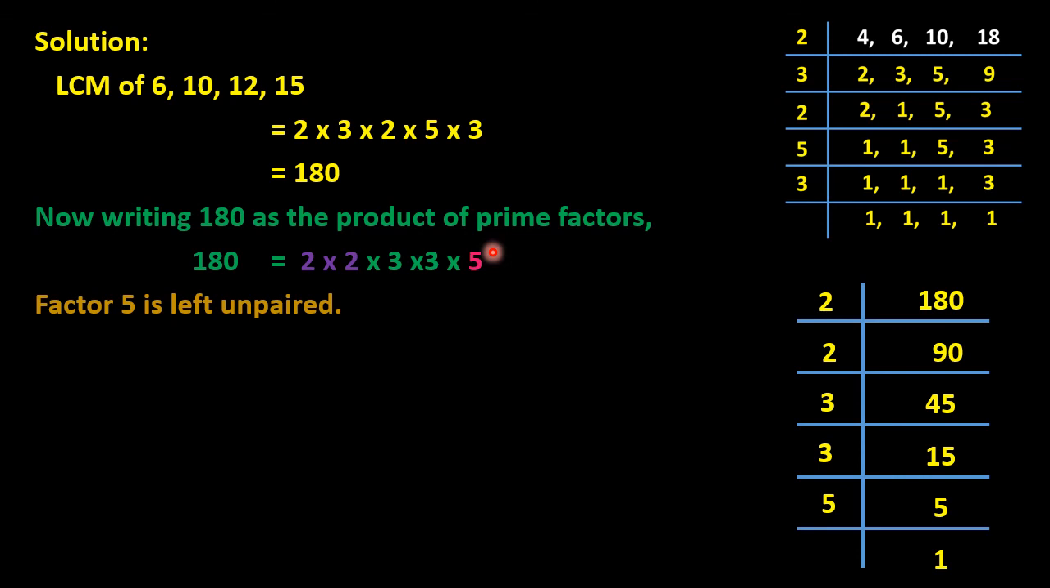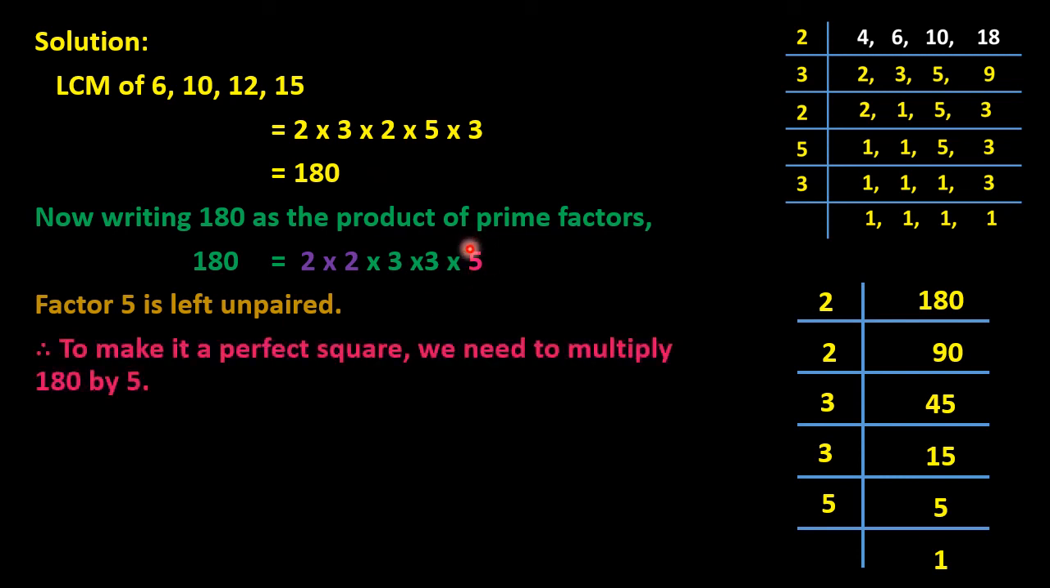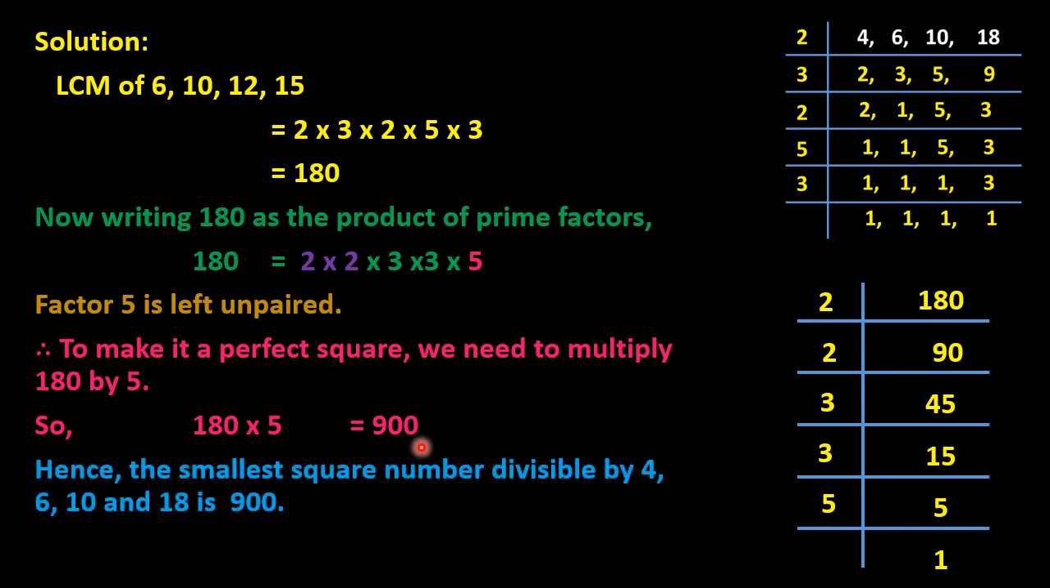So now we move on to the third step. We have to multiply the LCM, this 180, with the unpaired factor, that is 5. To make it a perfect square, we need to multiply 180 by 5. So after multiplying, we get 900. 180 into 5 is 900, which is the same as the previous answer. So at last we conclude: hence the smallest square number divisible by 4, 6, 10 and 18 is 900.